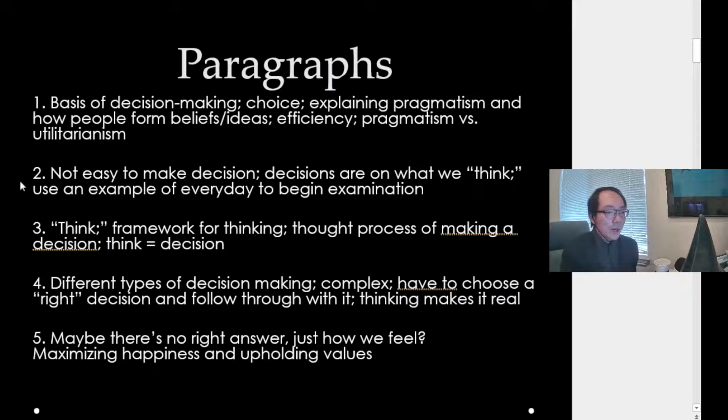For paragraph number 3, they talk about thinking altogether, the framework for thinking, and the thought process of making a decision. It's kind of like logos in a sense, right? Where it's step-by-step processing and figuring out why certain decisions are made versus other ones. Number 4, different types of decision making. And the thing is, it becomes more complex, right? Where you have to choose the right decision and follow through with it. Thinking makes it real, meaning that sometimes a decision is based more on pragmatism, something that's the best choice of them all, or maybe on morals and ethics within that situation altogether.